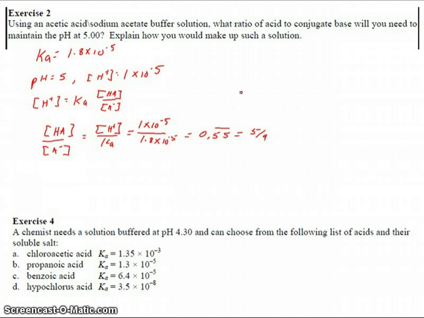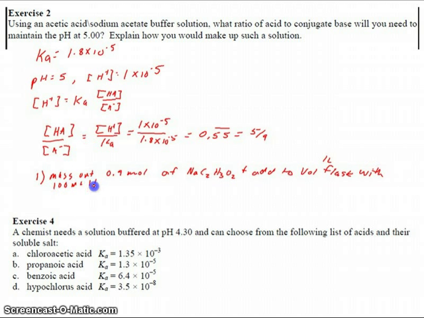How would I make such a solution? Well, the first thing I would do, just to be simple, since I know it's 5/9, is I would mass out 0.9 moles of sodium acetate and add to a 1 liter volumetric flask with 100 mLs of water.